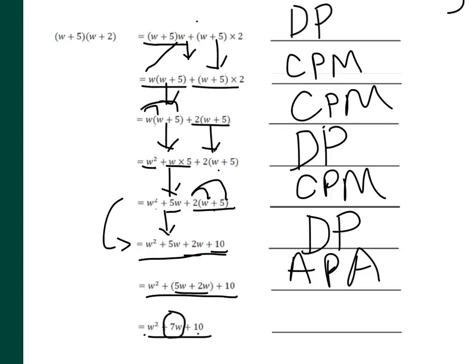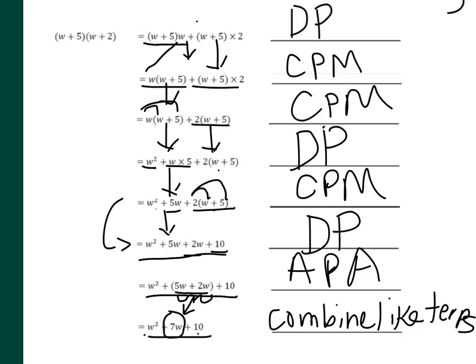Okay, now this last one simply combined these terms. 5w plus 2w became 7w in the middle. So is that really a property being used? Maybe you could say the associative property of addition because it's no longer 5w plus 2w. You combined them. But if you were to just write combine like terms here, I would be okay with that too. But in terms of properties, it is the associative property of addition.